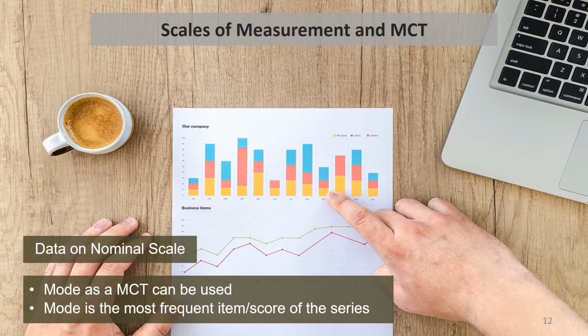Further, we will discuss how to define the mode in another video lesson. Mode is the most frequent item or score of the series, meaning the item which comes most frequently is the mode. And mode is used as a measure of central tendency only when the nominal scale is concerned.